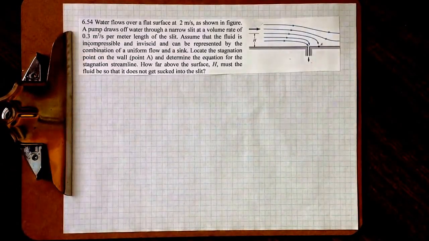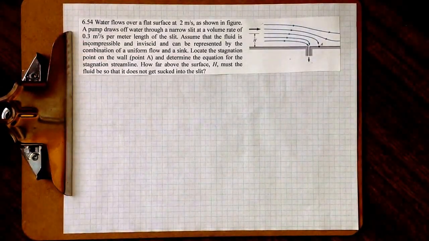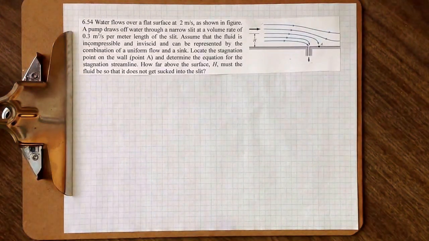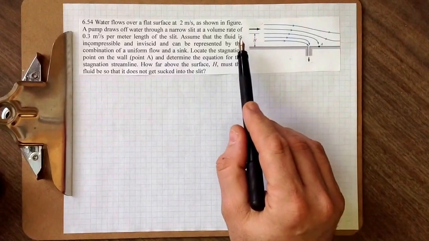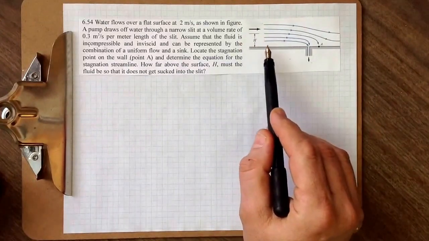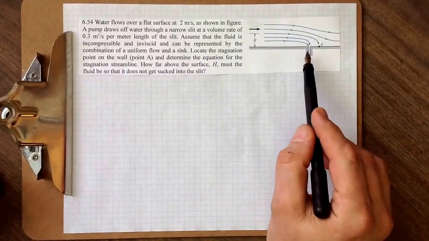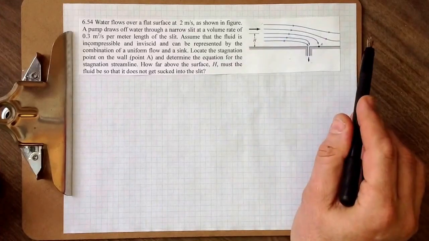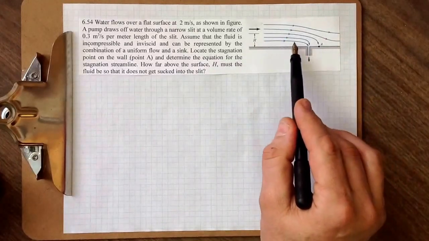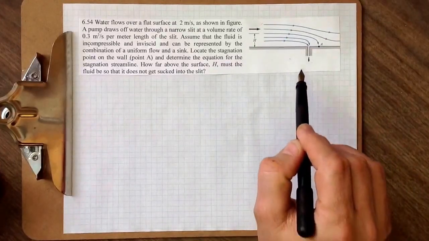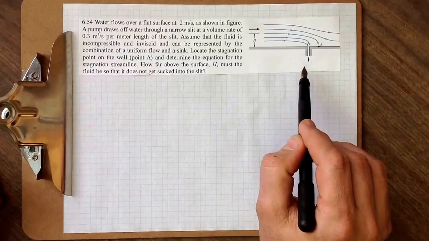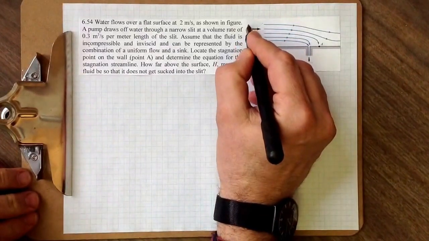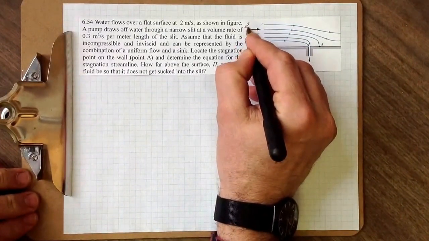Hello, this is problem 6.54 from the textbook. In this case, we are given the flow field composed of the uniform stream incoming from the left that is partially passing over the flat plate and partially being sucked through the linear slot at the wall. And the incoming velocity is 2 meters per second.